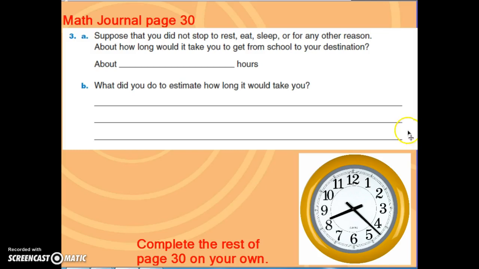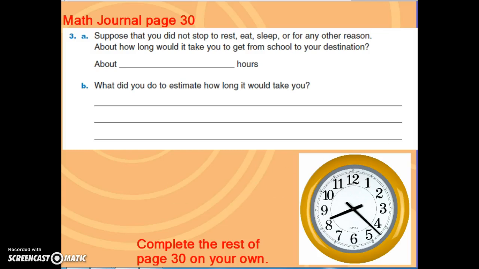We're also going to take a look at page 30 in our math journal, number 3A. Suppose that you did not stop to rest, eat, sleep, or for any other reason. About how long would it take you to get from school to your destination? Well, let's say that it takes you about 20 minutes to walk 1 mile. If it takes 20 minutes to walk 1 mile and we need to go 10 miles, how long will it take you to go 10 miles?